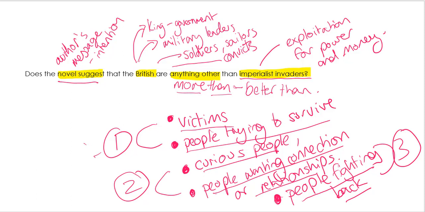So, does the novel suggest that the British are anything other than imperialist invaders? First of all, let's look at this term imperialist invaders. In order to understand and respond to this question, you need to know what being an imperialist is. That relates, and also have some vocabulary around that and some understanding of it.